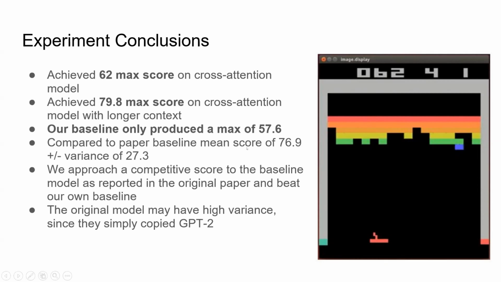Now, the paper baseline was a little bit higher. They reported a mean score of 76.9 with a much higher variance. So their max score could be higher than ours. But compared to our baseline, using the same number of epochs that they had specified that we should use, and using all of their code, we only hit 57.6. So I would say that we approached a competitive score, which was approaching what was published in the original paper, and definitely beating our own baseline model.